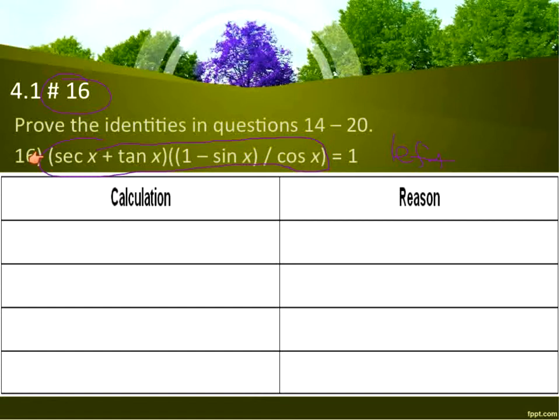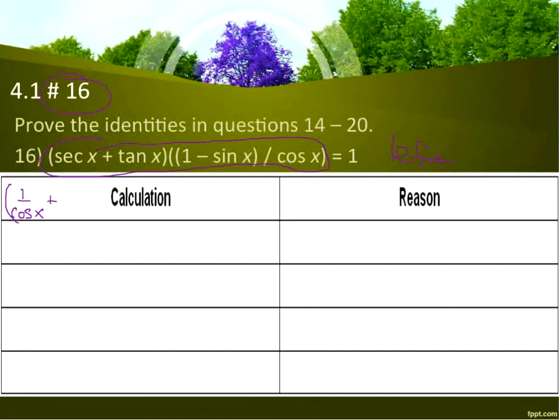Okay, so step number 1. Change everything that is not sine or cosine into sine or cosine. So let's start there. Secant, how can I rewrite secant? If I look at my trig identities, secant is the same as 1 over cosine. How can I rewrite tangent? Tangent is the same as, oh, they don't even do it that way this time. That's not very nice.